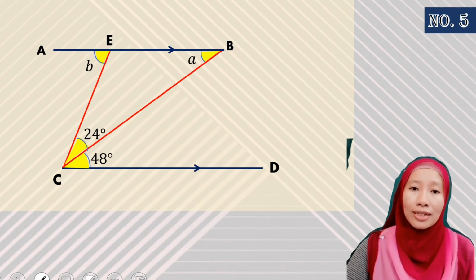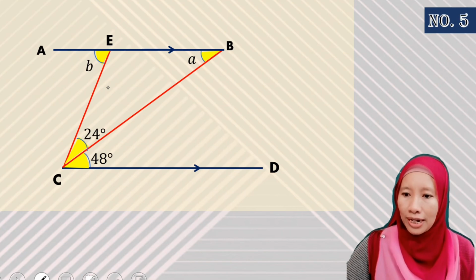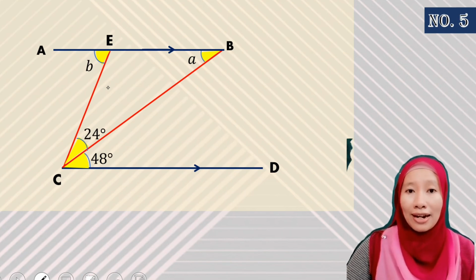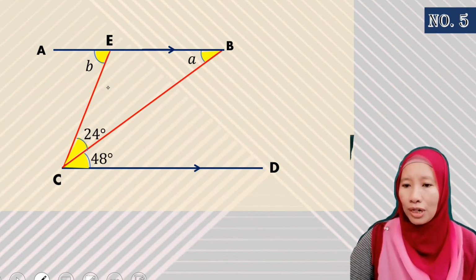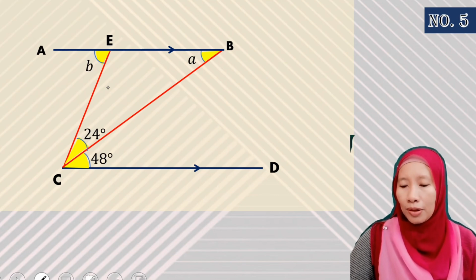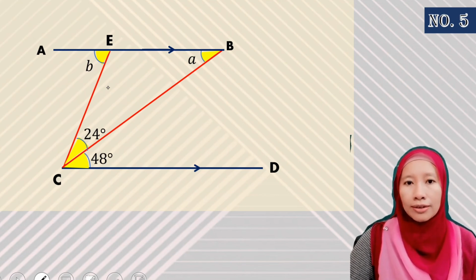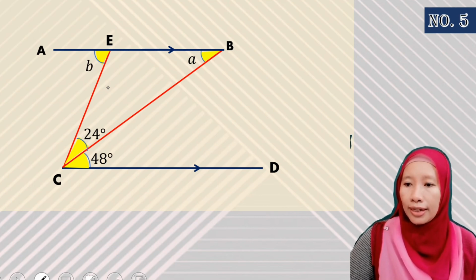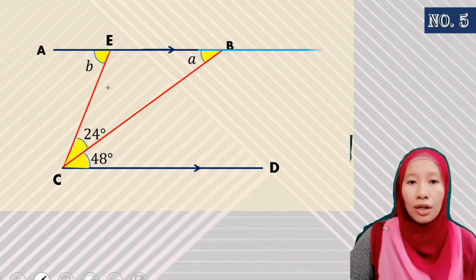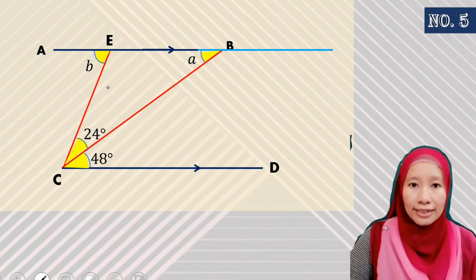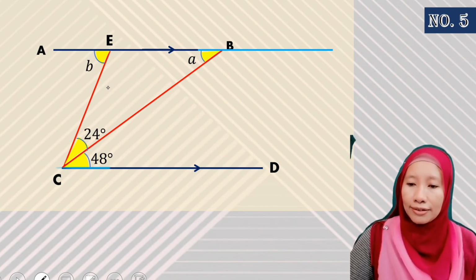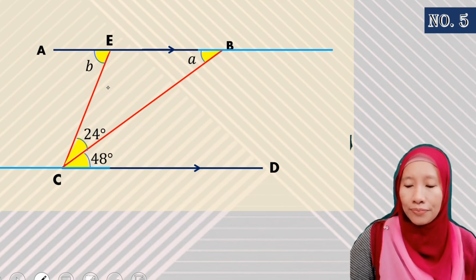Next, we look at question number 5. Alright, so AB and CD are parallel lines. Now, if you are not very sure of how to apply the properties of corresponding, alternate and interior, you can prolong this line AB, and also you can prolong the line CD. There we can see clearly.